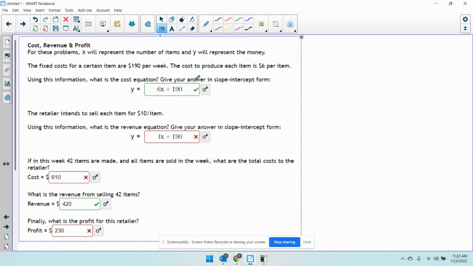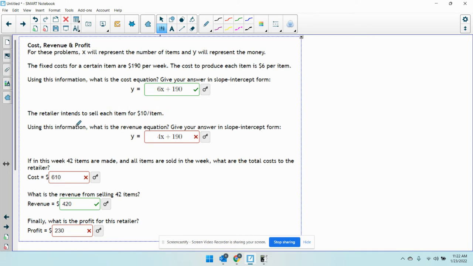Okay. Moving right along, I think this is from the practice problems as well. It says X is the number of items, Y is the money. If the fixed cost for certain items is $190 and it costs $6 to produce each item, perfect: 6 times the number of items plus $190. Your retailer intends to sell them for $10 each.